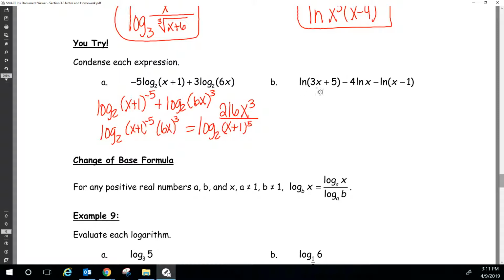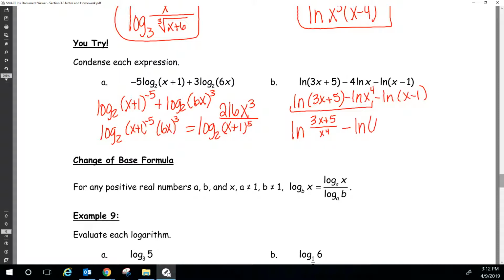For b, I'm going to deal with these two first. So the natural log minus this natural log, I guess the very first thing I need to do is deal with this power. So this is really natural log of 3x plus 5 minus natural log of x to the 4th minus natural log of x minus 1. Now we're going to deal with the first two terms. It's a subtraction, so it's going to become a fraction. So 3x plus 5 over x to the 4th, minus the natural log of x minus 1.